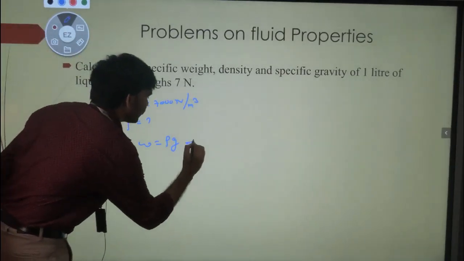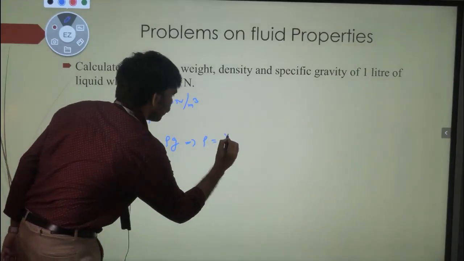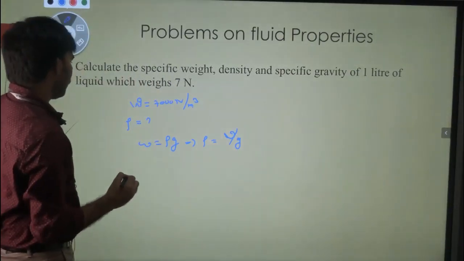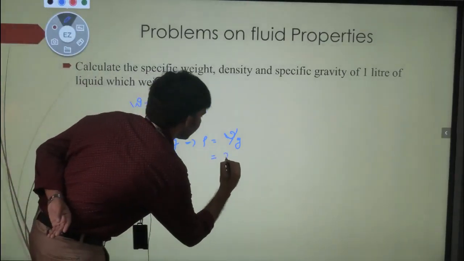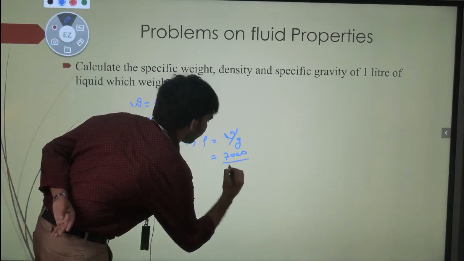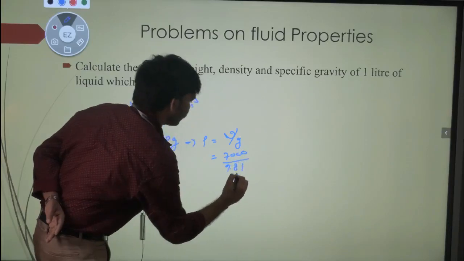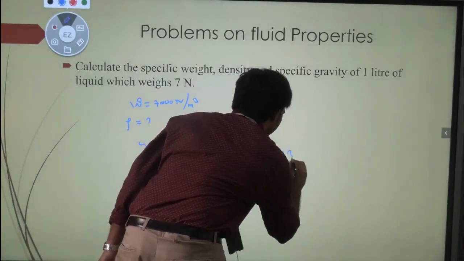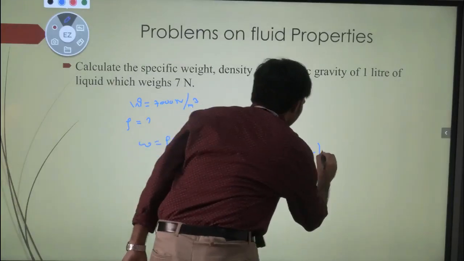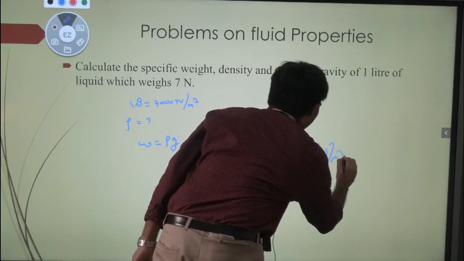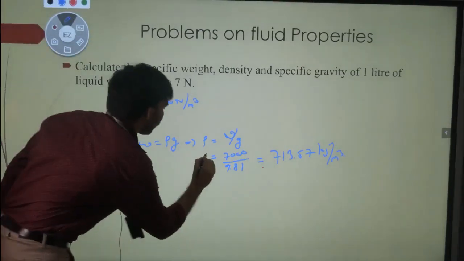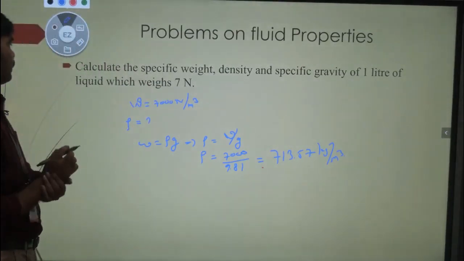So what about the density? Density rho is equal to specific weight by g. The specific weight is 7000 divided by 9.81. So that means it is 713.57 kg per meter cube. So this is the density of the given fluid.